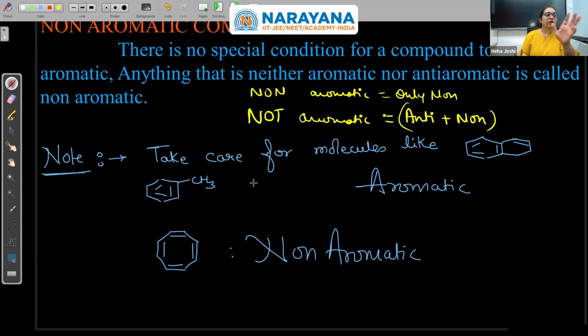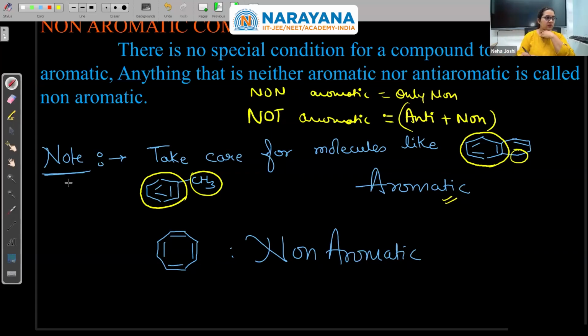Okay. So for whatever reason I was saying, take care for molecules like this. Yes, there is breakage of conjugation. The entire molecule is not planar. But if a part of the molecule is having an aromatic cloud, you will regard the entire molecule to be aromatic. Like here, toluene, this part is having an aromatic cloud. We are not bothered about CH3, so this is aromatic.